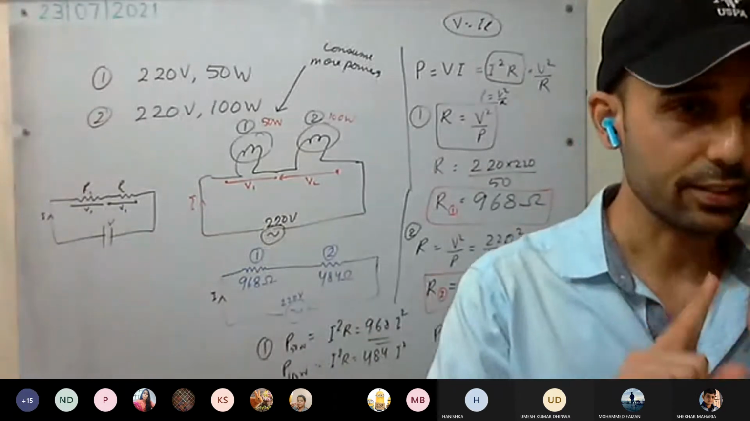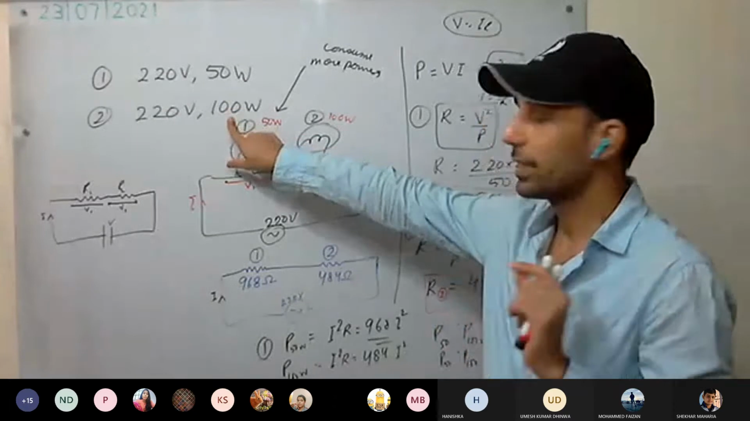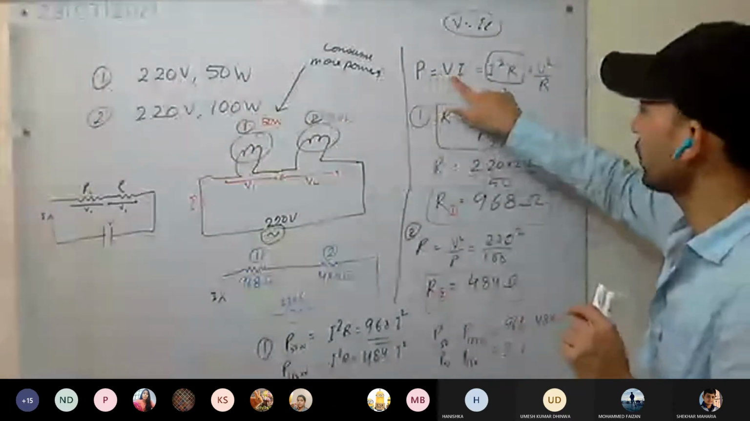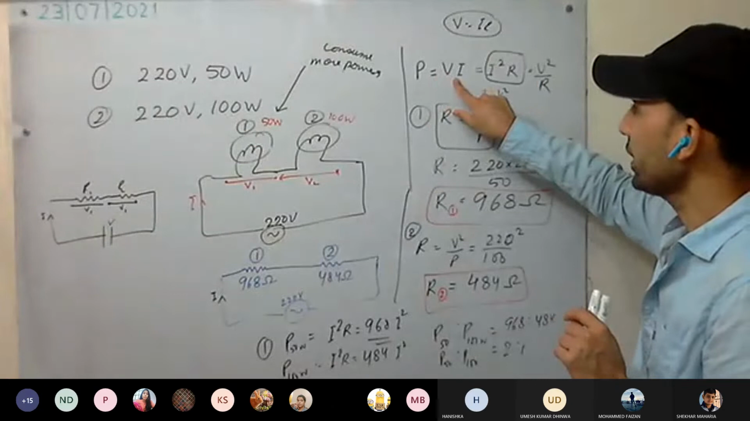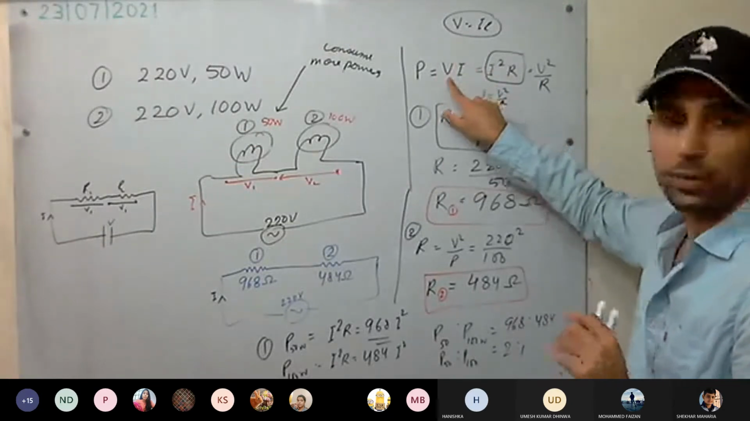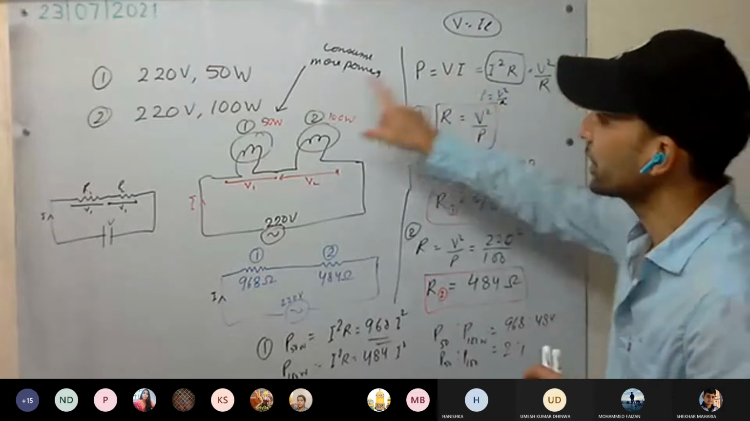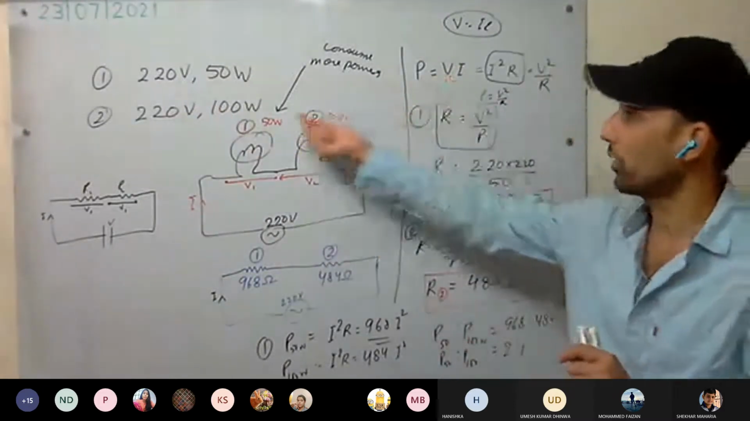Let's discuss the reason again. Take this one. Power is V into I. If resistance is less, it means current will increase, and potential is also 220 volt. That's why if it is connected only across 220 volt, it will consume more power.